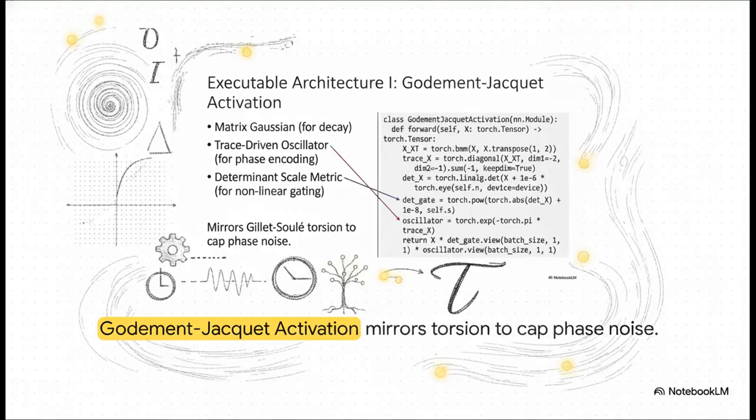If you're sitting there wondering how on earth this abstract, non-abelian math actually runs on a physical GPU, just look right at this PyTorch code block. You can clearly see how the matrix Gaussian for decay and the determinant scale metric for nonlinear gating map directly into the executable tensor logic. It completely mirrors the Gillet-Soulé torsion. This code physically maps the trace-driven oscillator directly into PyTorch, successfully capping phase noise in the forward pass, exactly the way the mathematical theory demands.